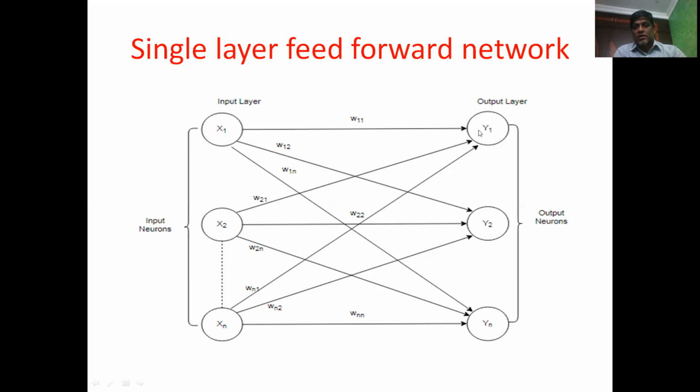Output layer neurons will perform some processing by receiving these weights as inputs and then produces an output over here. Okay, so all the processing happens at output layer only. Input layer neurons will not perform any processing. They will simply forward the input to the neurons of next layer. So this is called a single layer feed forward neural network.